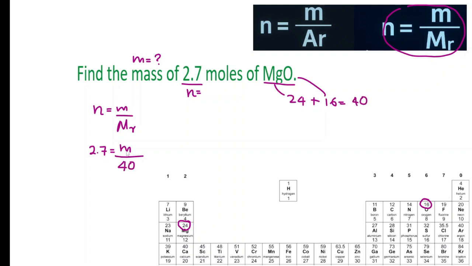Now, to get the mass, I need to move it to that side. So it's 2.7 multiplied by 40 gives you the mass. So the final answer is 108 grams.